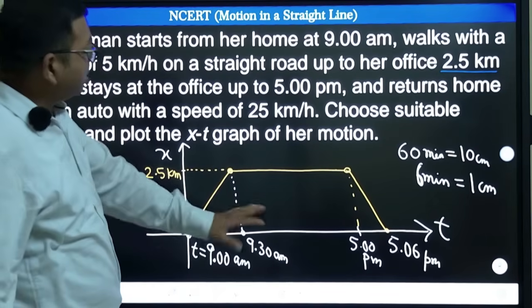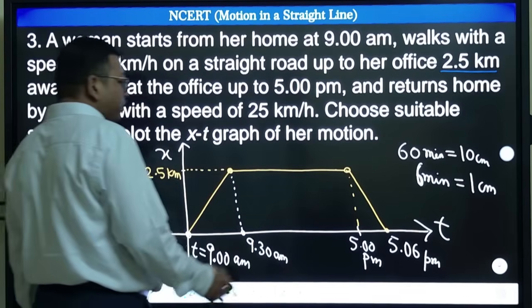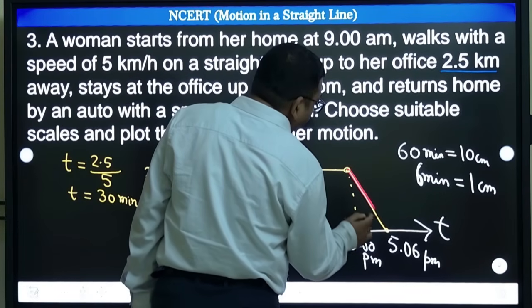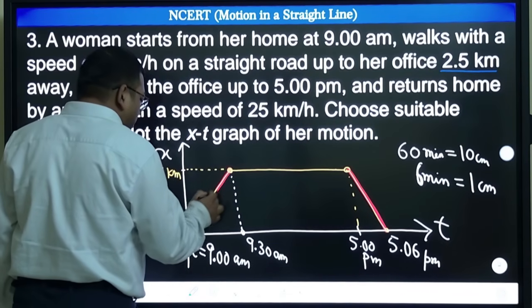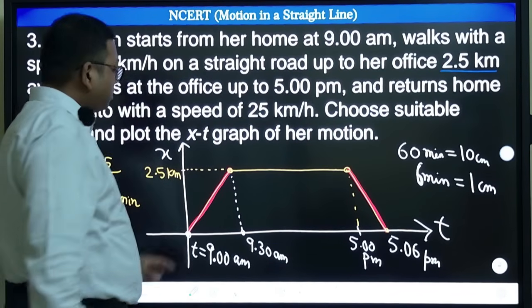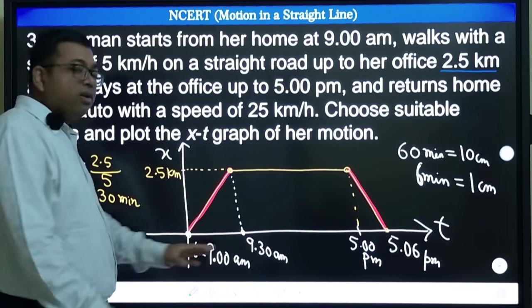Okay, but this type of graph will happen. And also note that the slopes would be larger while you are representing them. You will be figuring out that this slope will be larger because this is faster, and this slope will be smaller because this is a slower speed, right? So more or less the graph will come like this.